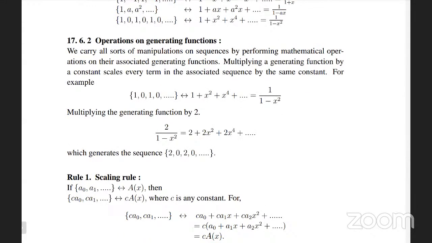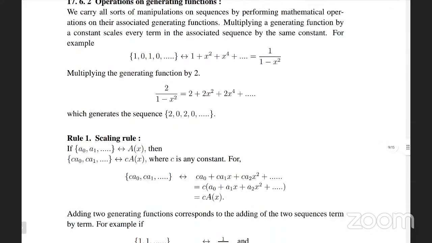Here is one more generating function. 2 is a constant, that is a multiple of a constant. So the sequence is 2, 0, 2, 0, like that. The sequence above was 1, 0, 1, 0, which we represent as 1 by 1 minus x squared. So like that we can write it.